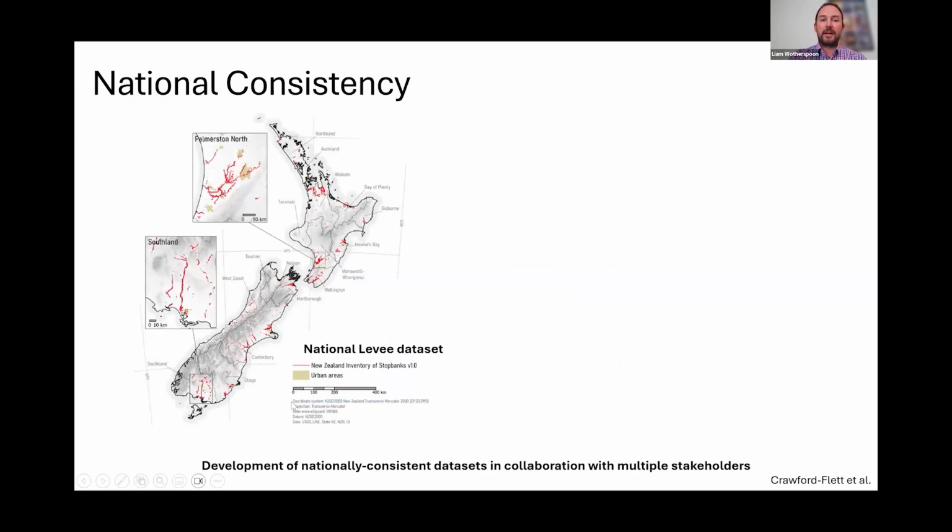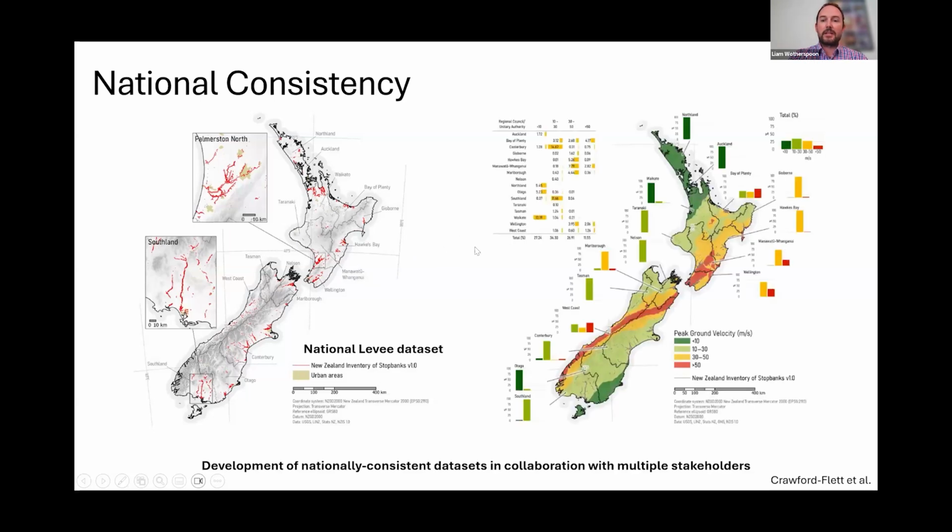National consistency, as I said, also applies to the built environment data themselves. So we have different levee systems, or stop banks as we call them in New Zealand, for all different regions. We worked to combine all those together in a consistent way to create a national levee data set. Based on that nationally consistent data set, we can start to make nationally consistent assessments. So for example, here, this is looking at exposure to peak ground velocity based on the seismic hazard across that national data set, and it allows us to make some direct comparisons about which regions are potentially more or less impacted by that sort of hazard.